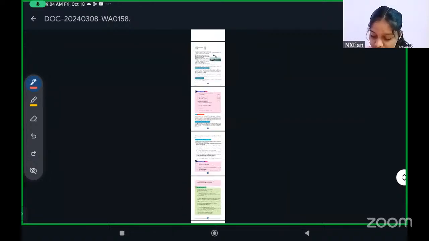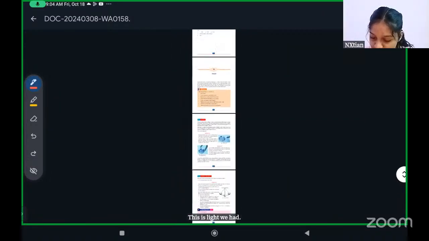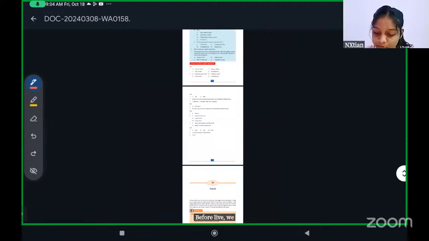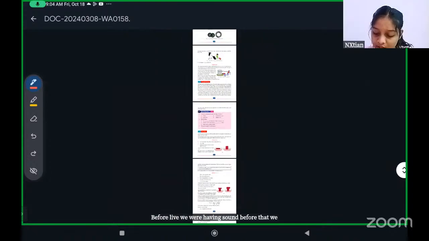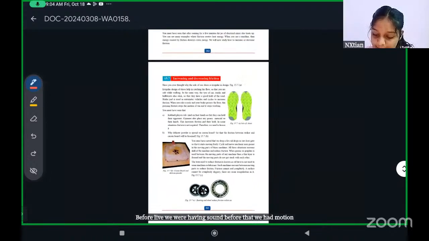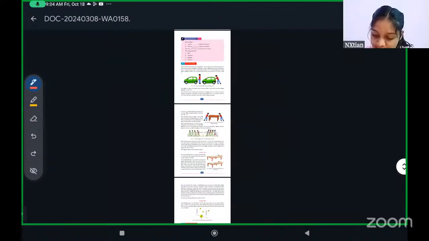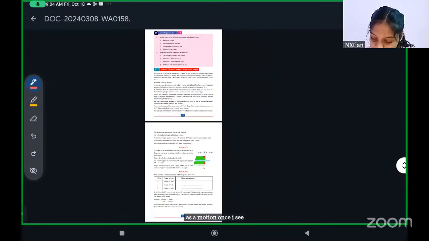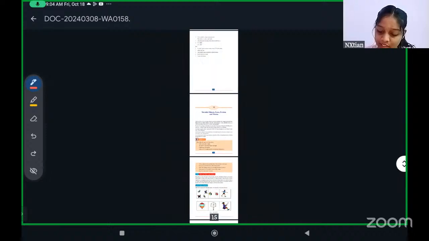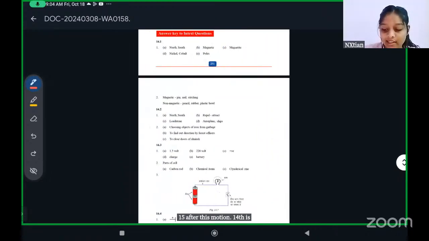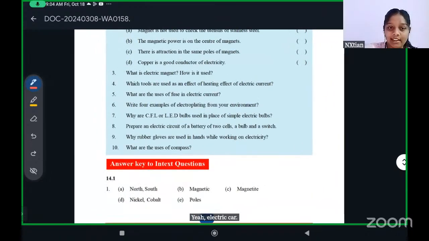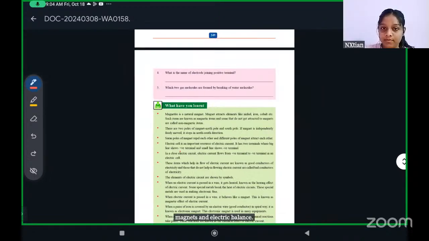This is light. Before light, we were having sound. Before that, we had motion. Is it motion? One second, let me see. The 15th chapter is motion. The 14th is, yeah, electric currents, magnets and electric currents. Okay, thank you.